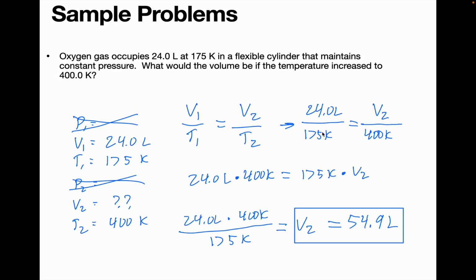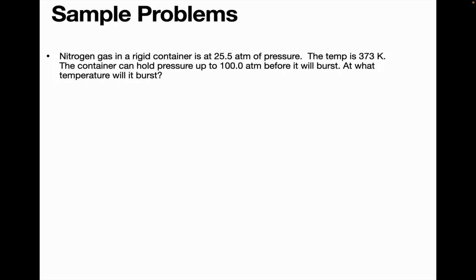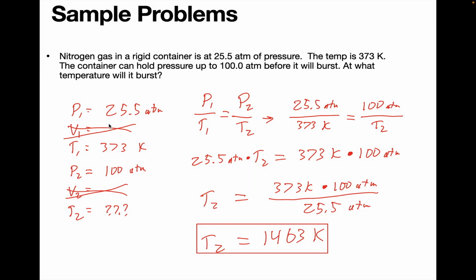Here's another example. In this case, we have volume and temperature, and pressure is held constant, so we cross that out. We use a volume-temperature relationship. We rearranged, and we solved for the volume, and now our volume is 54.9 liters. Another example problem. In this case, our volume was held constant, so we have the pressure-temperature relationship. We rearranged it, and we solve for temperature, and we end up with 1463 kelvins for our temperature.